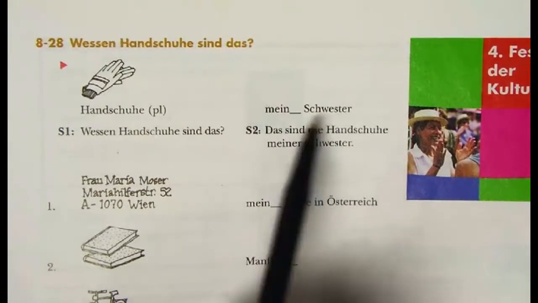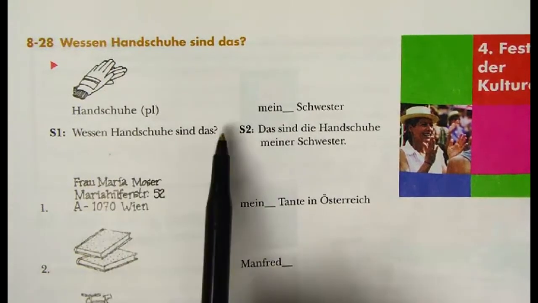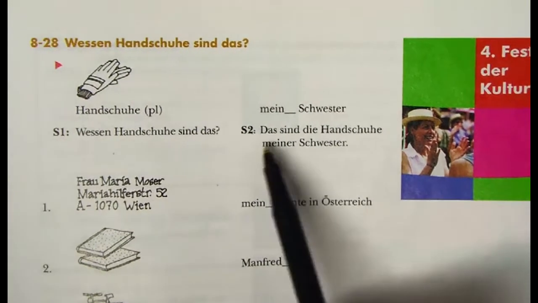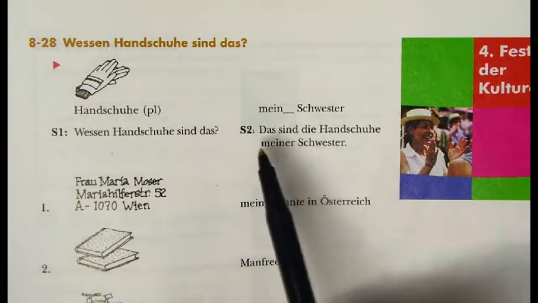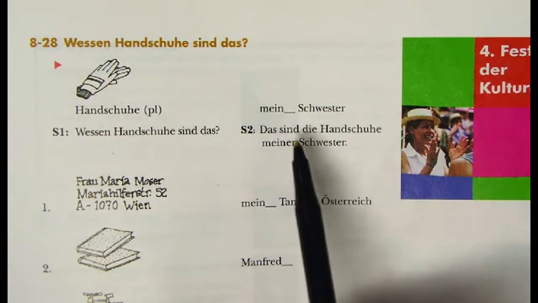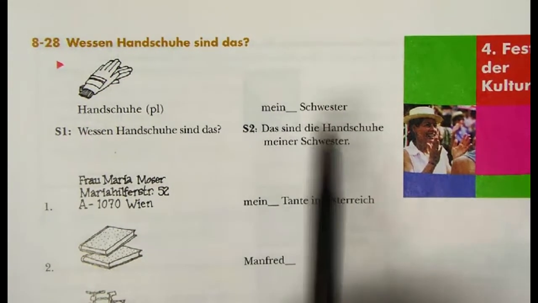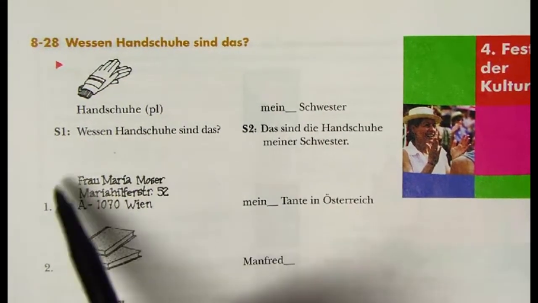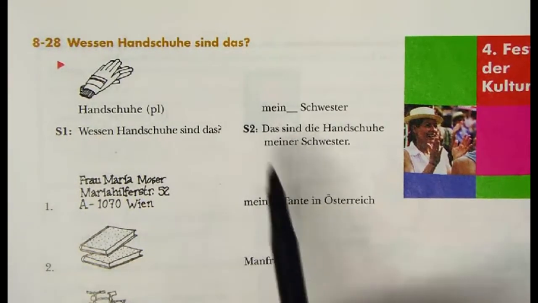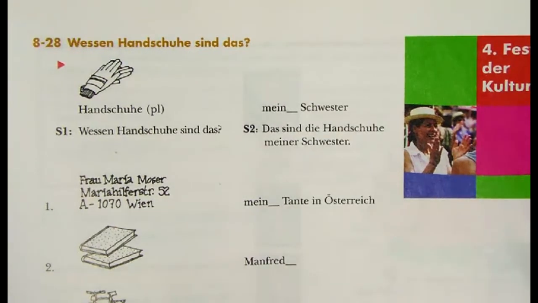So mein blank Schwester. The first person is going to ask, wessen Handschuhe sind das? So forming it into a sentence using wessen. The second person then has to answer, das sind, or das ist, depending on if it's singular or plural, die Handschuhe meiner, adding that genitive ending, Schwester. And then I want you guys to swap, so then the person that answered is going to ask the next question. So wessen, whatever this may be, ist das or sind das, and then answer, making sure that you have the correct primary ending right there.